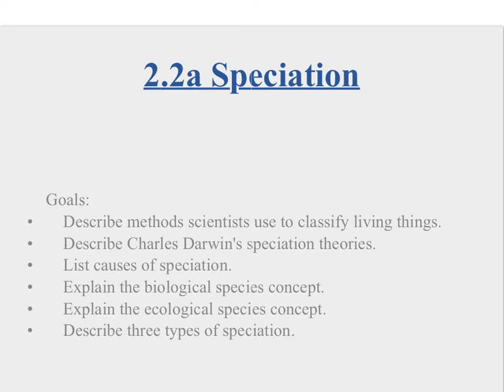In this video we are going to describe methods scientists use to classify things. We'll talk a little bit about Charles Darwin and his speciation theories and some causes of speciation. We'll distinguish between the biological and ecological species concepts, and then finally we'll look over some different types of speciation.